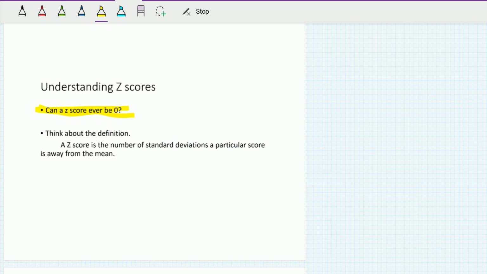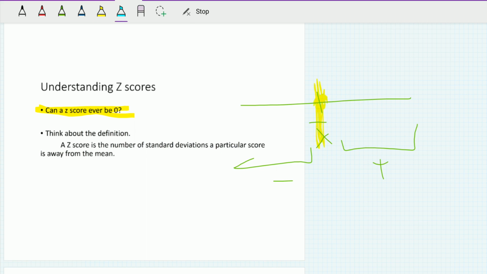So can a z-score ever be 0? Well, if you're comparing it to the average, you could be above, that's positive, or you could be below, that's negative. But what happens if you're right on top of the average? What if your score is perfectly the average score? You fall exactly where the mean is.